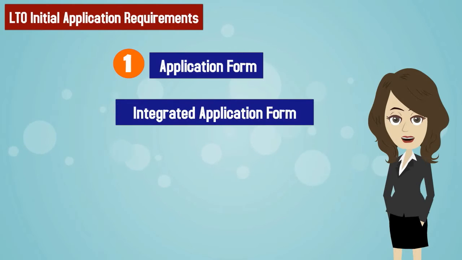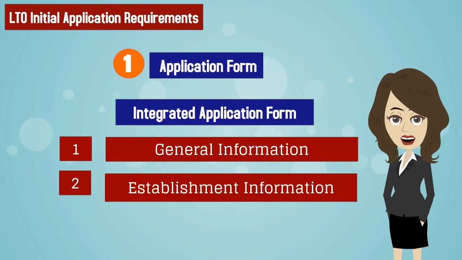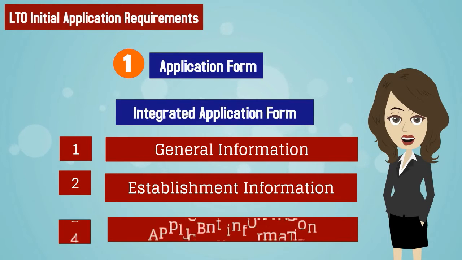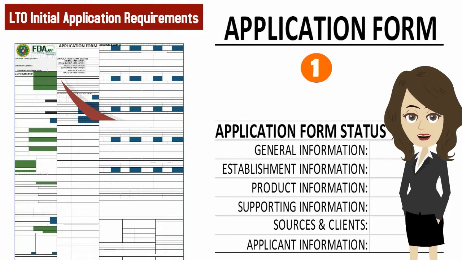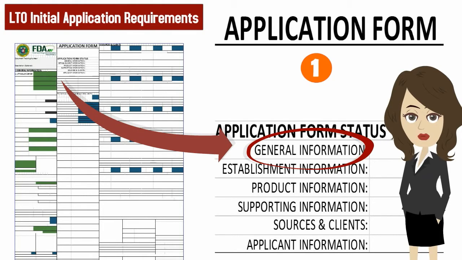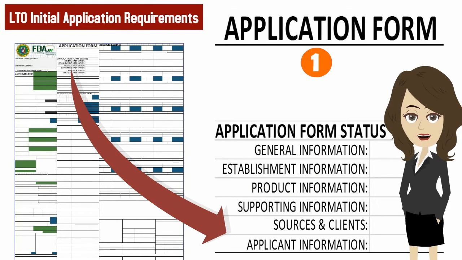Let's start. The first document is the integrated application form. It contains 3 informations: the general, establishment and the applicant informations. Under application form, the first information need to be filled up is the general information. Next is the establishment information. And lastly, the applicant information.